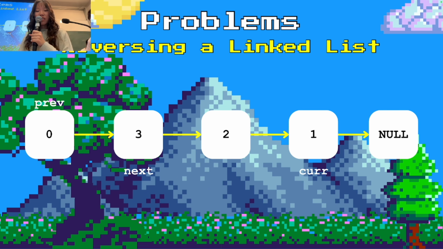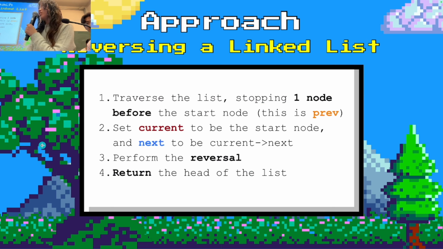So with this example, I reversed 3 nodes, and I did those steps twice. So basically the number of times you need to perform those steps is equal to the number of nodes that you need to reverse minus 1. So we're going to need to put that in a for loop, and then after we perform the reversal, we just return the head of the list.